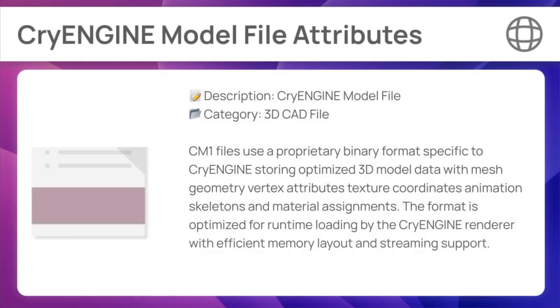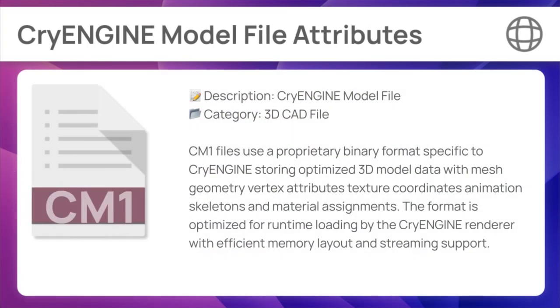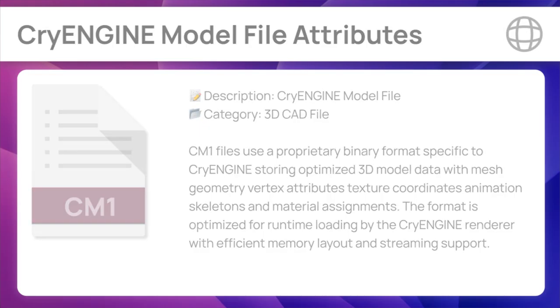CM1 files use a proprietary binary format specific to CryEngine, storing optimized 3D model data with mesh geometry, vertex attributes, texture coordinates, animation skeletons, and material assignments. The format is optimized for runtime loading by the CryEngine renderer with efficient memory layout and streaming support.